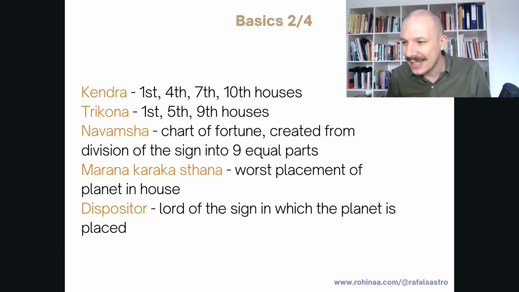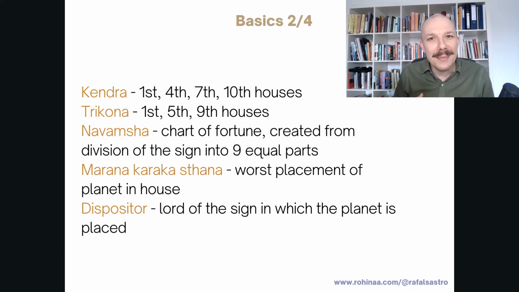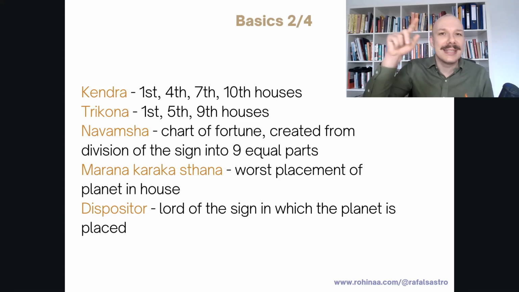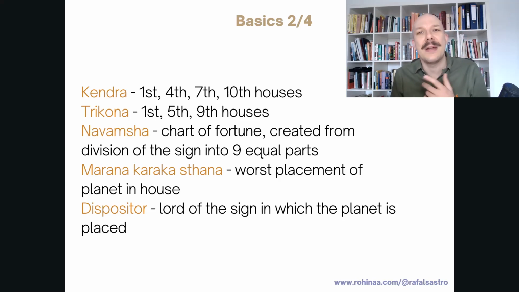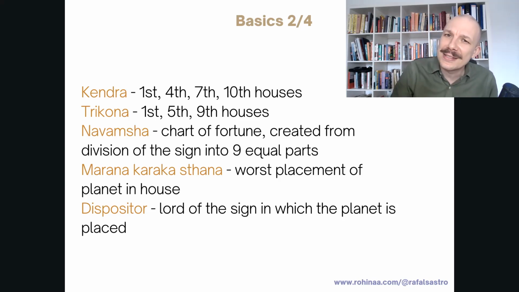Then we have Marana Karaka Sthana. Marana means death, Karaka means significator, sthana means the house. So this is the house or a place in which the planet is dying. So each planet has one house which is very bad for it. For example, Saturn in the 1st house, Jupiter in 3rd, Mercury in 4th, Venus in 6th, Mercury in 7th, Moon in 8th, Rahu in 9th, right? Sun in 12th. So there are some houses which are very, very bad for the planet.